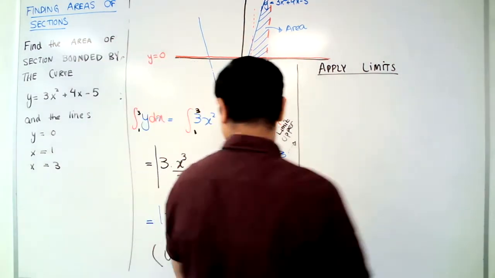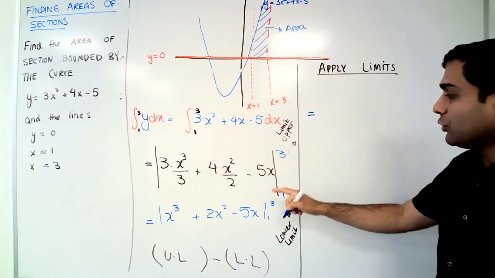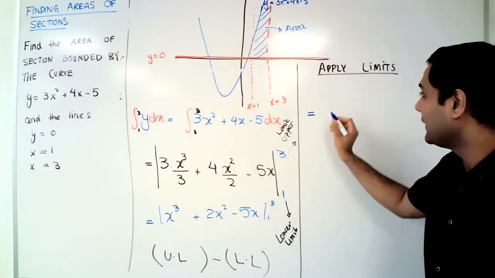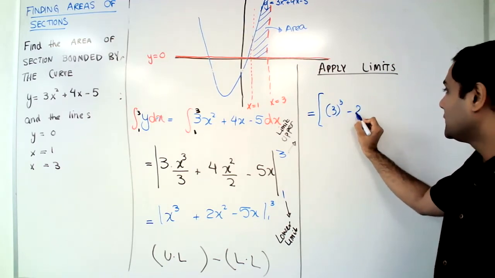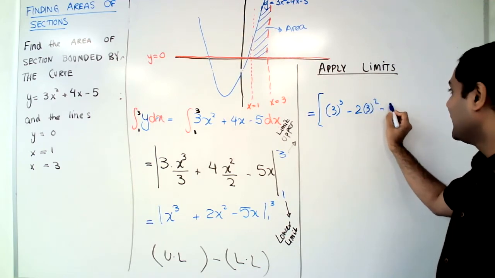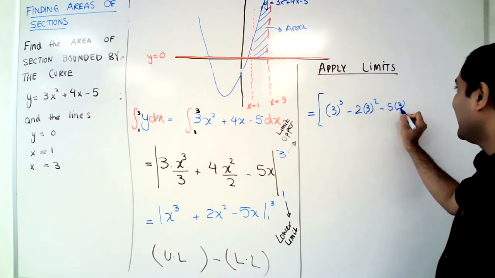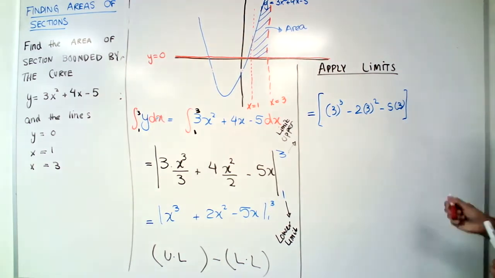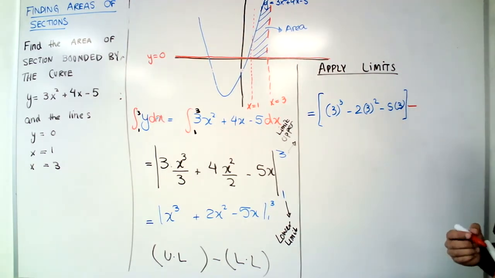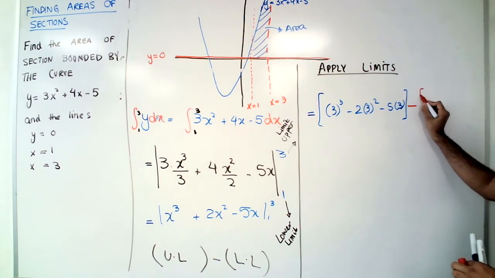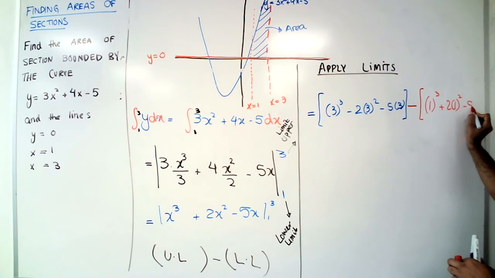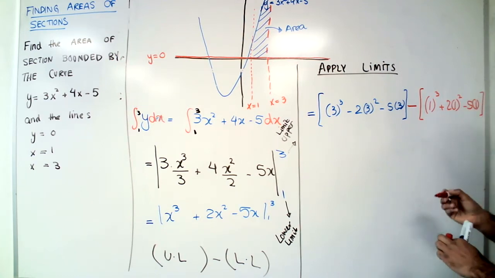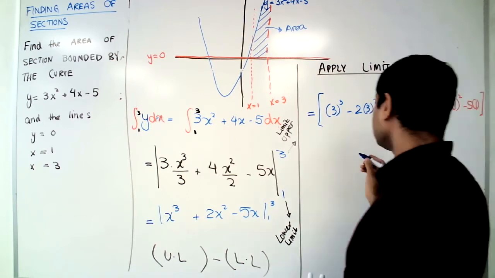Now, let me apply the limits and show you how it works. Wherever there is x, put the value 3. So I'm using the upper limit now. That becomes 3 cubed plus 2 times 3 squared minus 5 times 3. That is my upper limit done. Minus the lower limit. What's the lower limit? It's 1. So 1 cubed plus 2 times 1 squared minus 5 times 1.